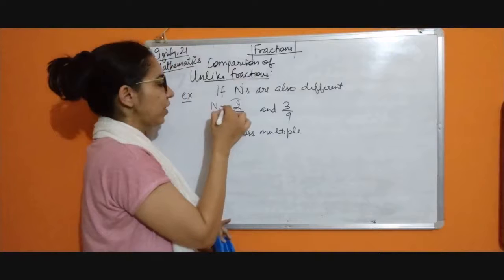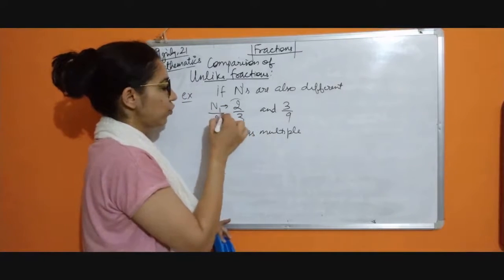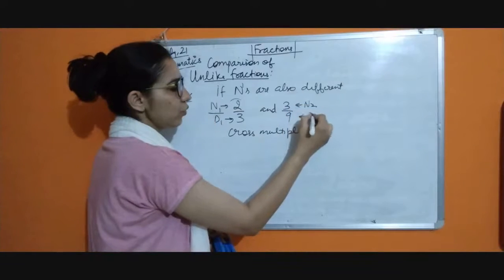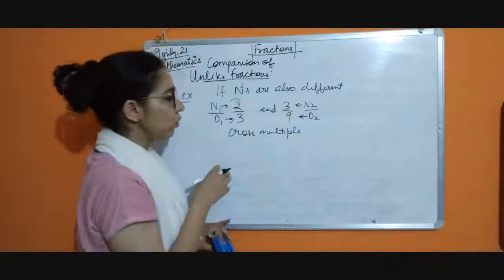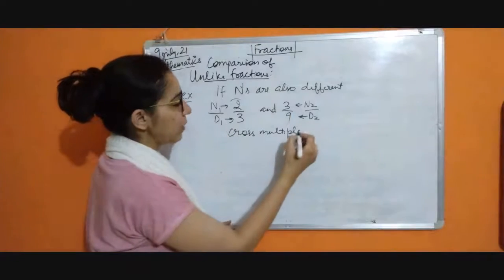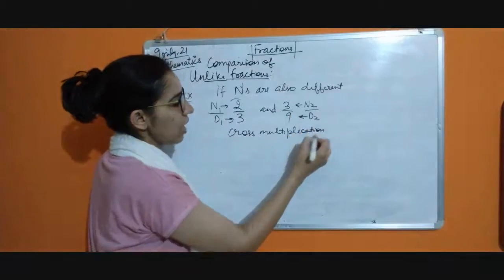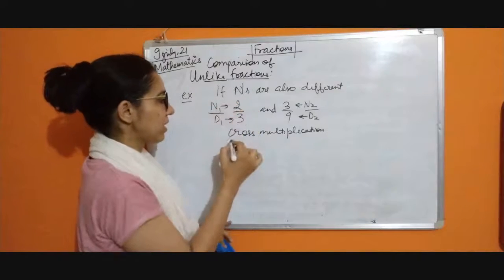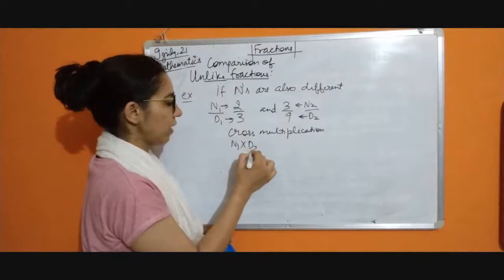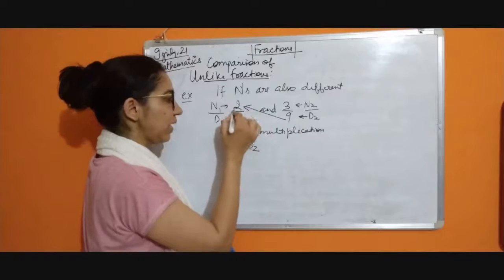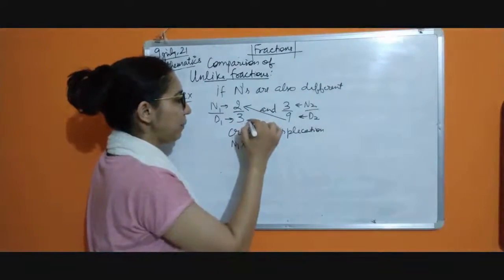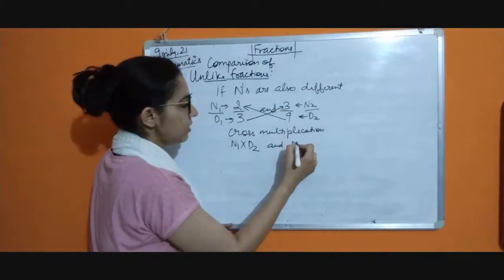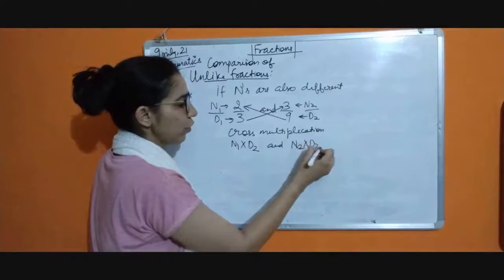Suppose this is n1, this is d1. The fraction is going to be n1 by d1. This one is n2 and this one is d2. The fraction is going to be n2 by d2. Now cross multiplication means I will write my left hand side, this one, as n1 d2. I will multiply this with this and write on this side, and then I will multiply d1 here, and I will write n2 into d2.